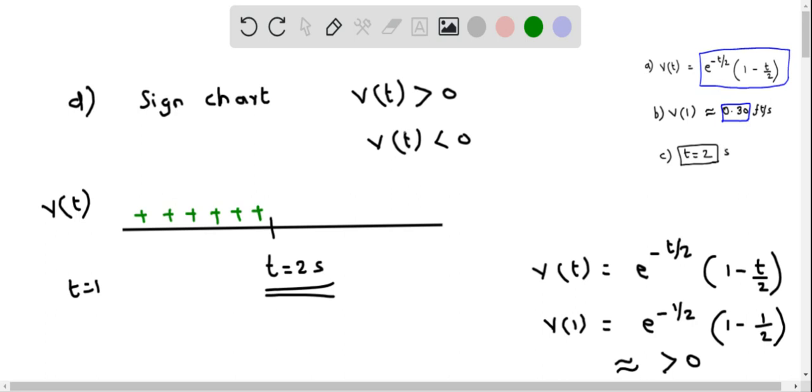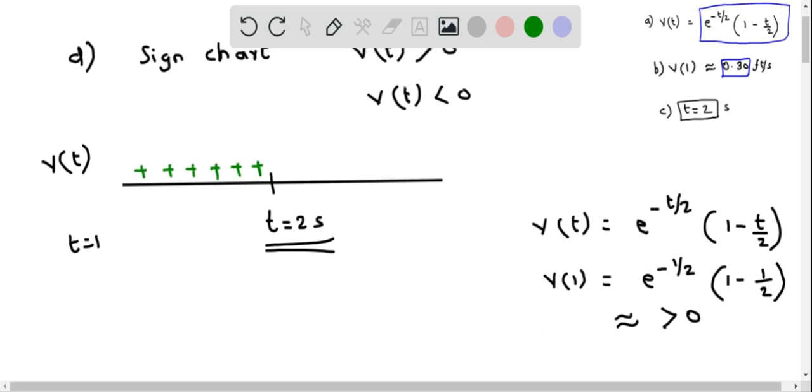And let's also check after t equal to 2 seconds. So let's plug in t equal to 4 seconds into the velocity function. That is, we determine v of 4, and this equals e raised to the power of, replace this t by 4, it will be e raised to the power of negative 2 times 1 minus 4 by 2. Clearly, this is negative because this 4 by 2 is 2. 1 minus 2 is a negative.